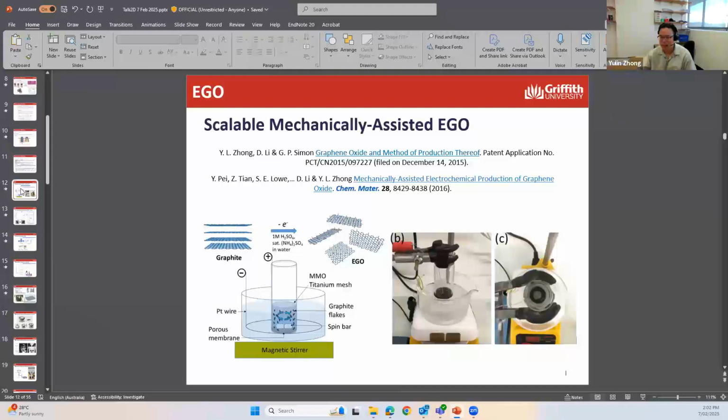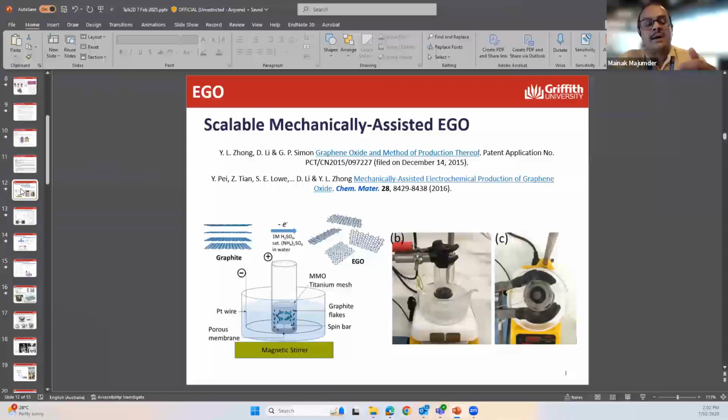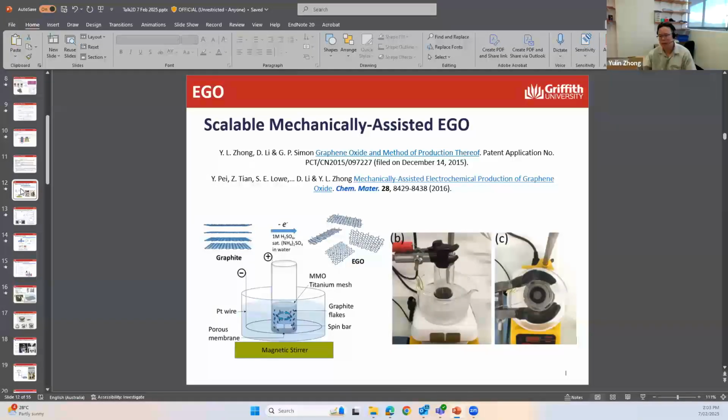Oh, yeah. Now, I'm just wondering, when you are exfoliating the graphene from graphite, how do you ensure that you are collecting the exfoliated product versus the flaked-off products? Is there a density difference or some sort of separation?